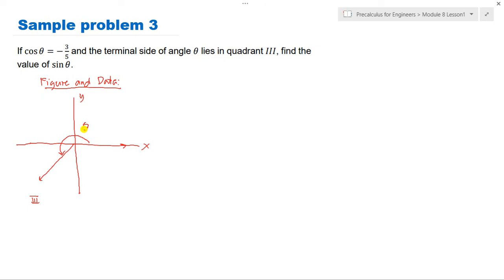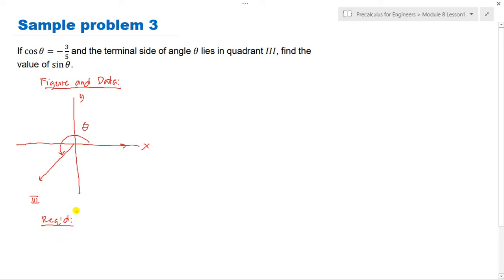It was not stated whether the direction of this angle is counterclockwise or clockwise. So let's assume that this is counterclockwise, so it is just a positive angle. I started here and rotated counterclockwise to the terminal side in the quadrant 3 part. So, required here.